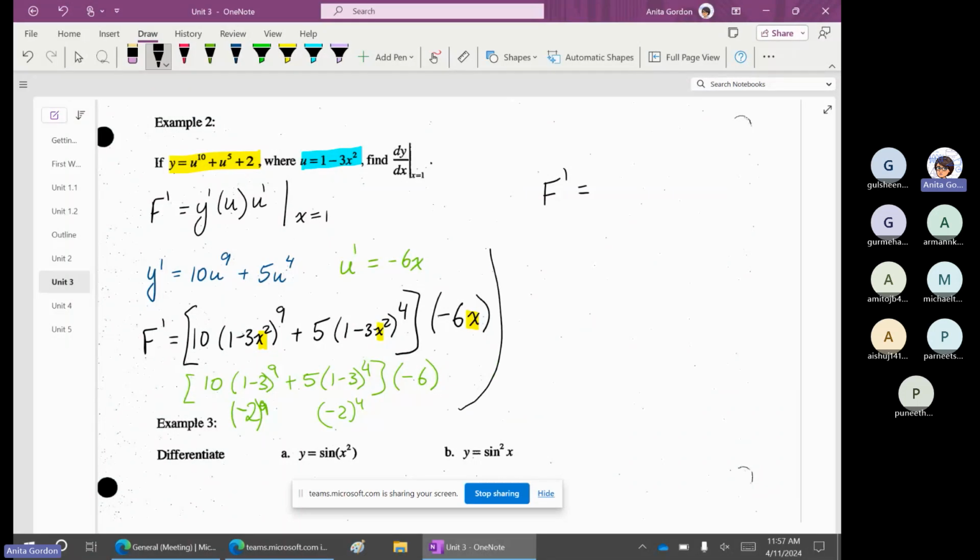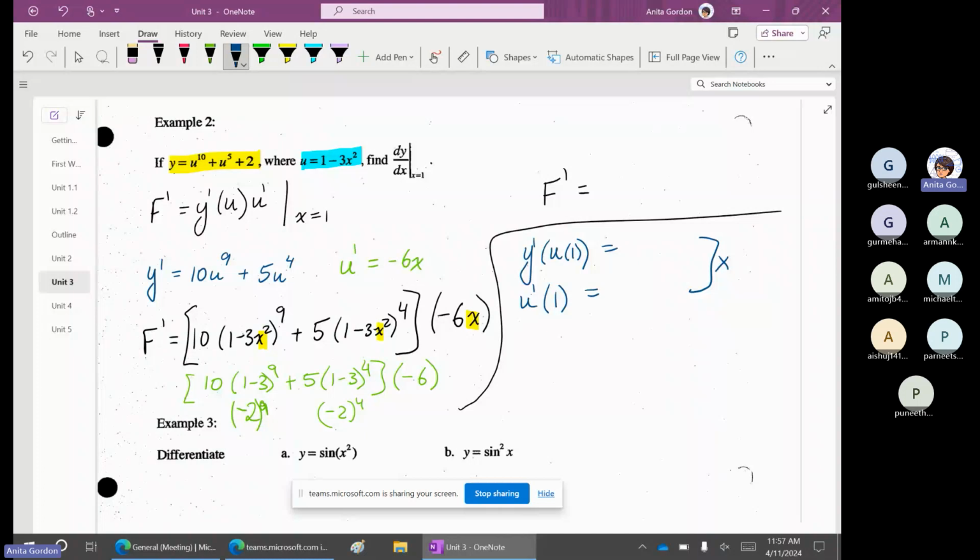Okay, while you guys are calculating this, I'm going to show you an alternative method to do this. What you could also do is evaluate y prime of u at 1, and then u prime of 1, and then multiply them together. It'll give you exactly the same answer. So find u of 1, put it into y prime, and then multiply it by u prime of 1. Maybe I'll do that for the next example.